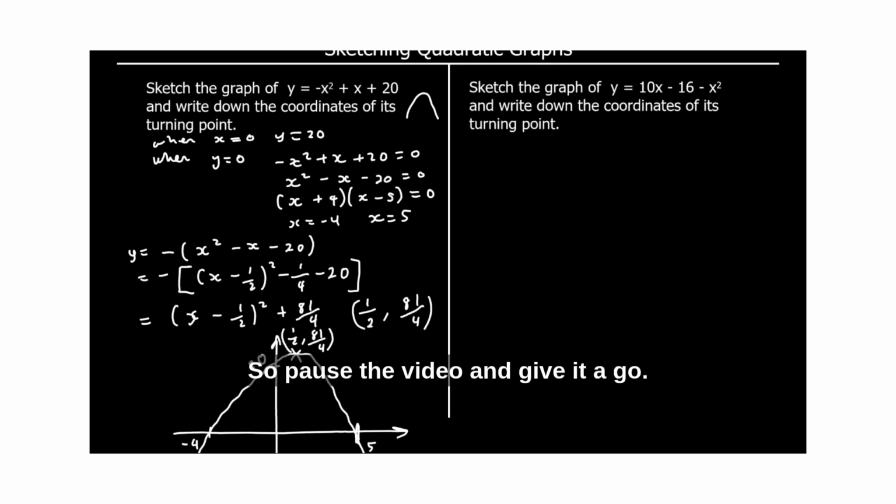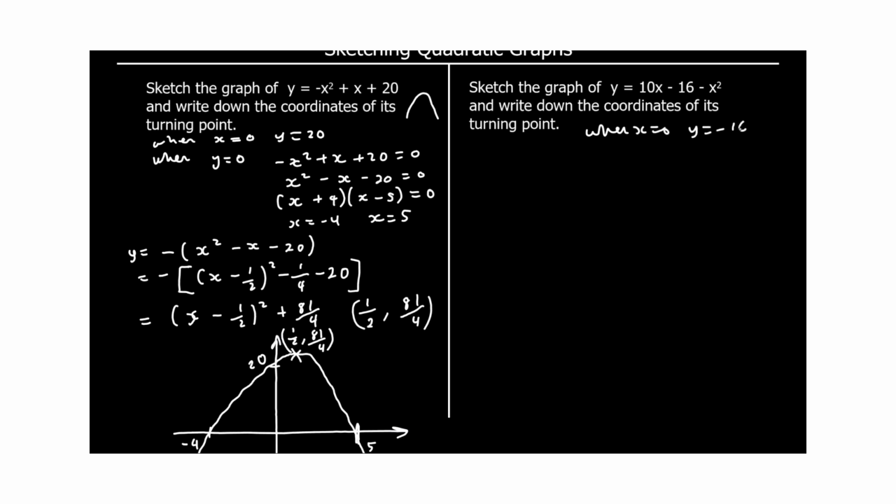And one for you to try. So pause the video and give it a go. So when x is 0, y is negative 16. When y equals 0, we've got x squared minus 10x plus 16 equals 0. So it's x minus 8, x minus 2. So x is 8 or 2.